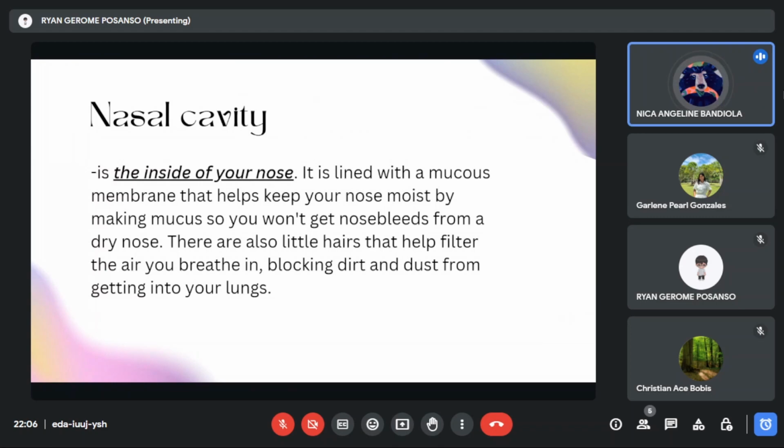It is the inside of your nose. It is lined with a mucous membrane that helps keep your nose moist by making mucus so you won't get nosebleeds from a dry nose. There are also little hairs that help filter the air you breathe in, blocking dirt and dust from getting into your lungs.